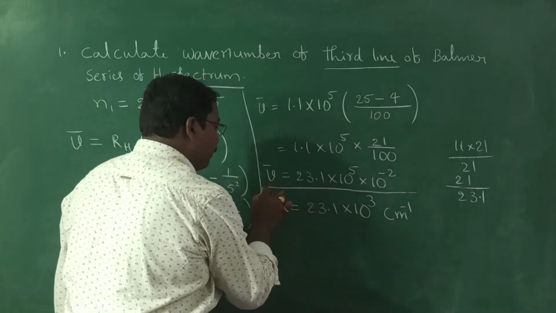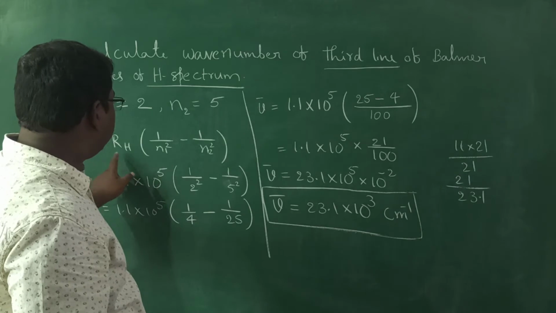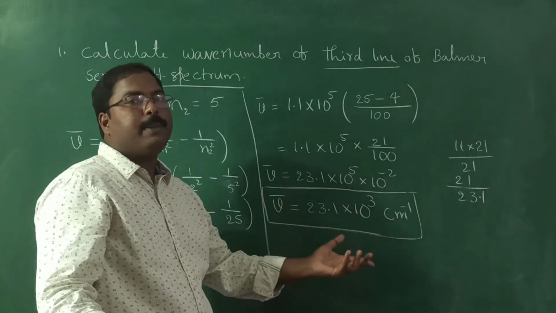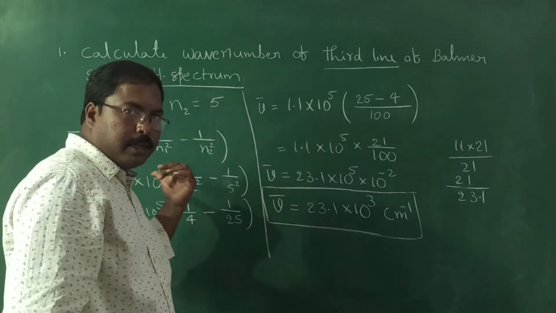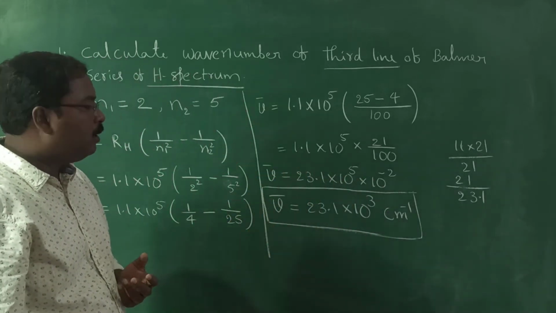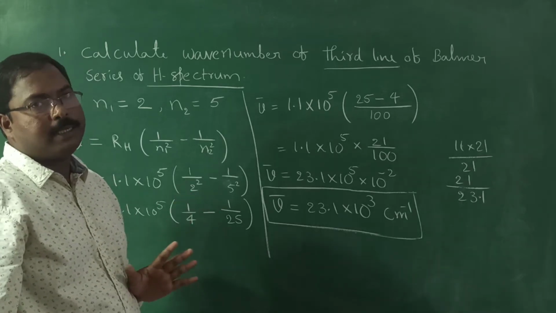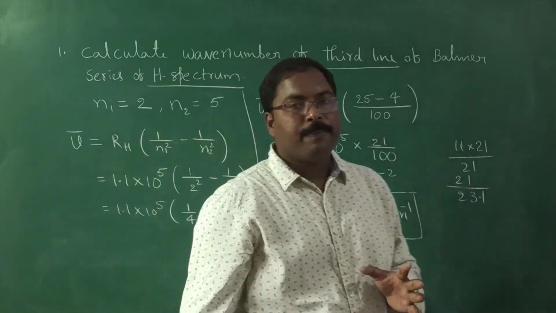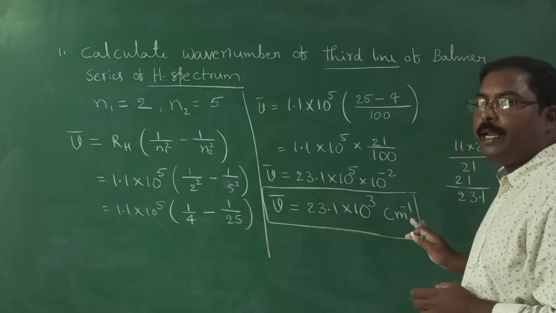centimeter inverse. Because I have taken the RH value in terms of centimeter inverse, the final units will also be centimeter inverse. If you take this value in meters, you will get meter inverse at the end. Got it? Because units are very important for any type of examination, whether it is physics, chemistry, whatever it is. When you are solving numericals, the way of expressing the units is very important.